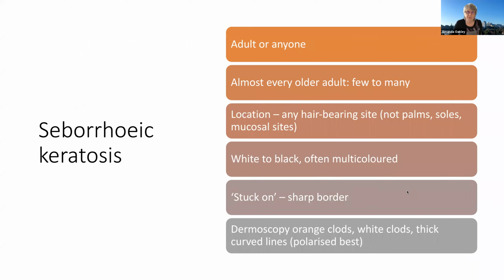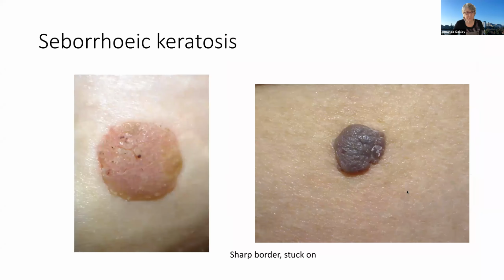So a seborrheic keratosis is very, very common and occurs at any site where there's hair, but you don't see them on the palms or the soles or mucous membranes. They can be any color. The characteristic worth remembering is that they have a sharp border and look as if they're stuck onto the top of the skin. Dermoscopy clues are orange clods, white clods, and thick curved lines. Here are the macro pictures of a pink and a brown stuck-on warty plaque.